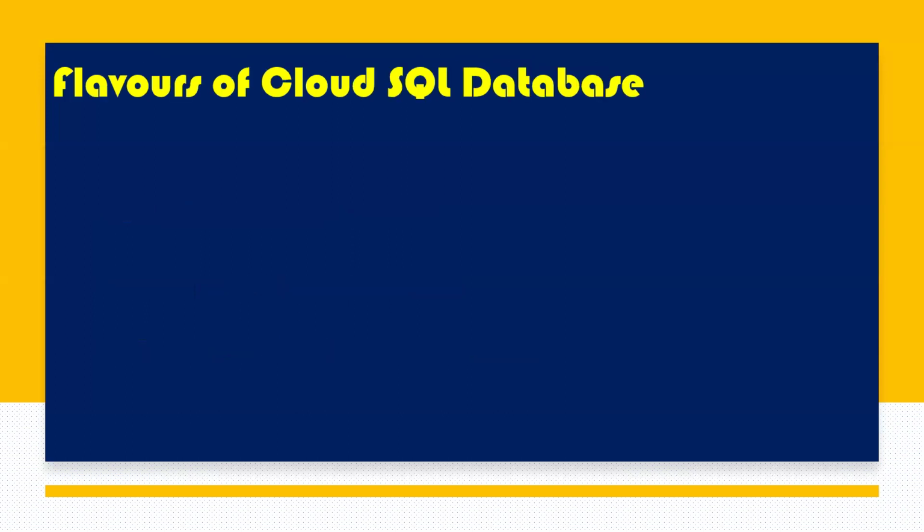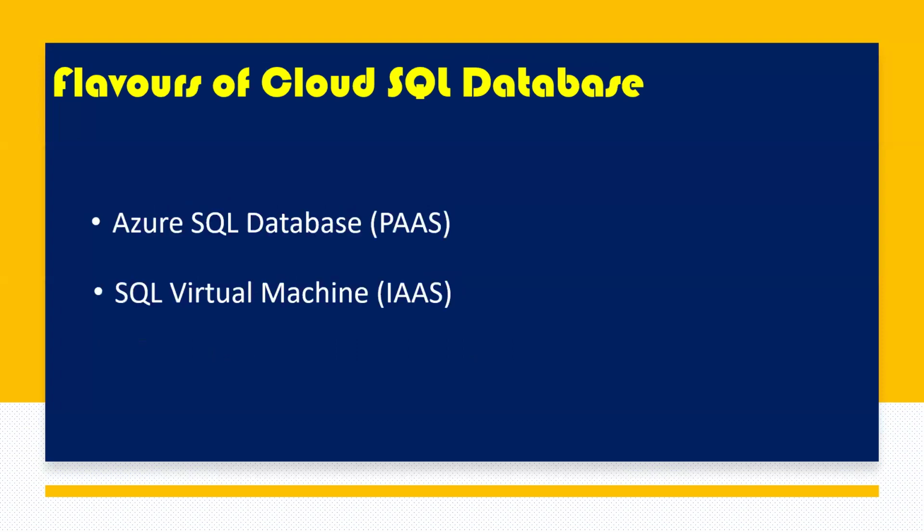Flavors of cloud SQL databases: Azure SQL database and SQL virtual machines. Suppose you want to use a virtual machine to support SQL. You can create that virtual machine, then install SQL Server. Suppose you have an existing license, you can install it in that virtual machine. That is called SQL virtual machine, and it comes under infrastructure as a service.